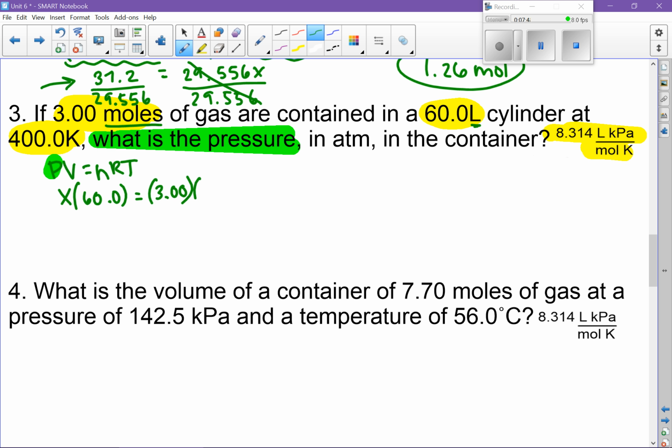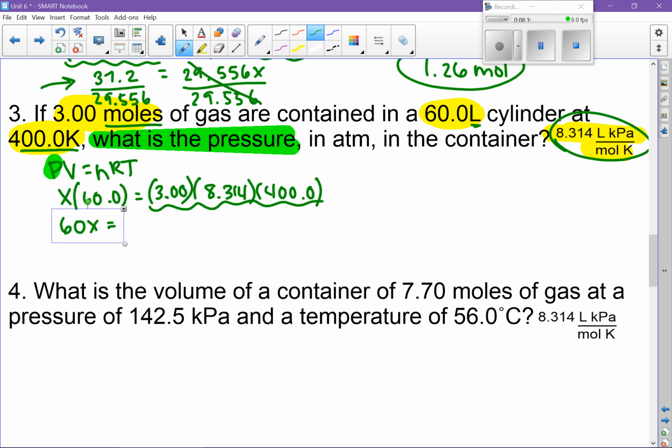R is the constant given right here. And lastly, I need a temperature, which is here. Now notice this one is already in Kelvin, so we do not need to add 273. They did the work for us. So we have over here 60x equals, let's take all three of these numbers and multiply together, and I get 98.52. Then we're just going to solve for x, divide by 60.